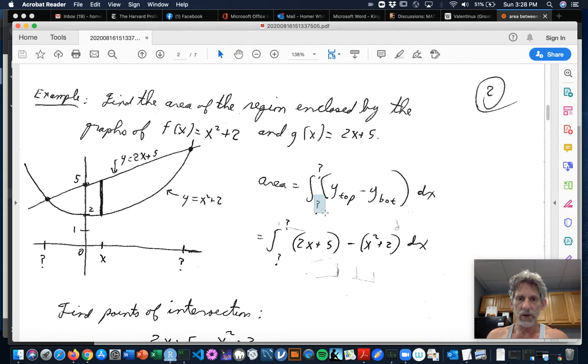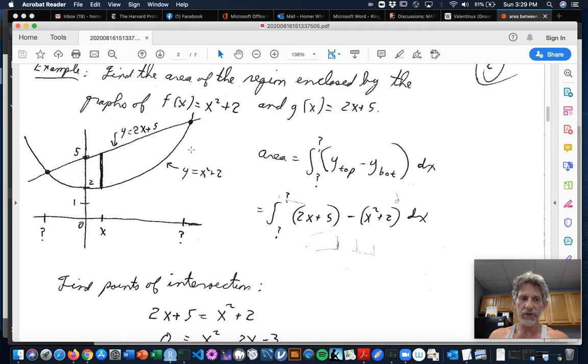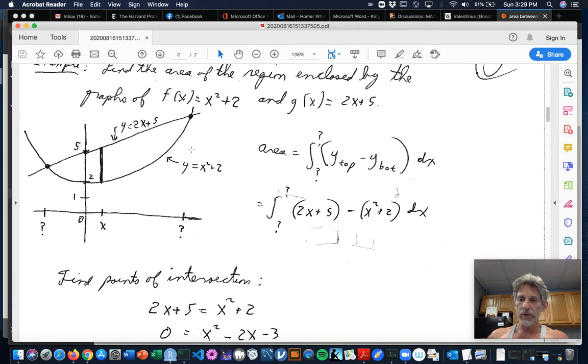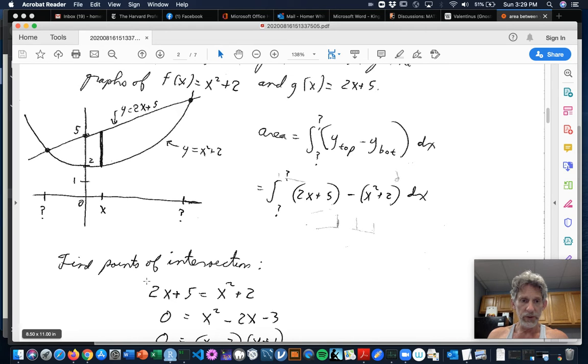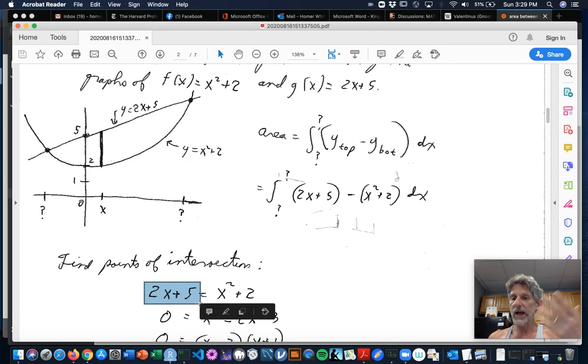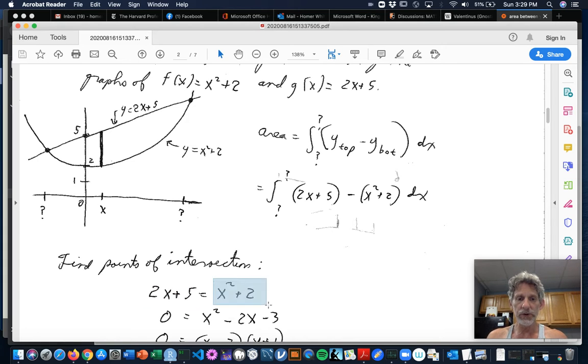But you're going to need the lower bound and the upper bound, and that's the place where the two curves actually meet. Here and here, we need their x coordinates. So make sure you can figure out how to find them. Two graphs are going to meet when they have the same y coordinate for the same x coordinate. So what you could do is say, well, when is the 2x plus 5 y coordinate going to be equal to the x squared plus 2 y coordinate?